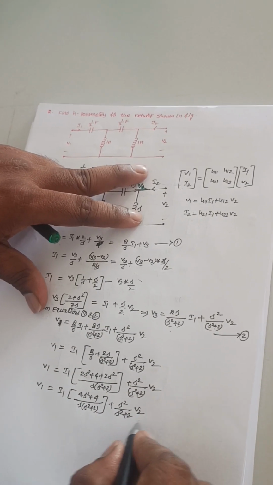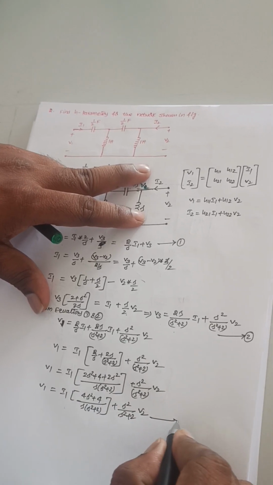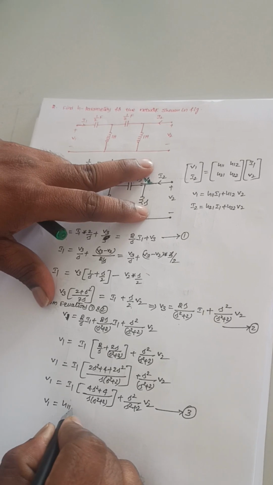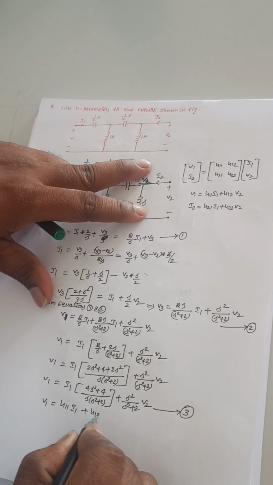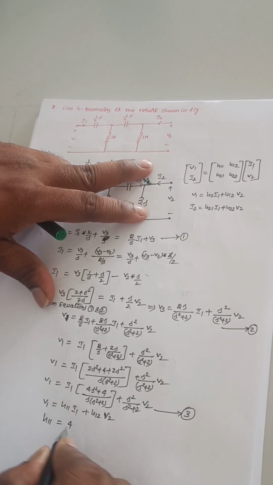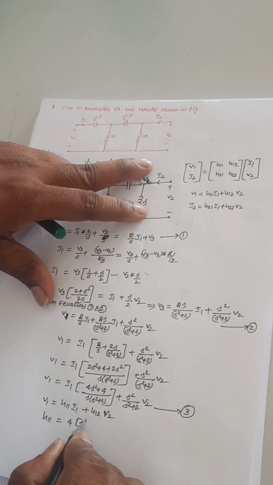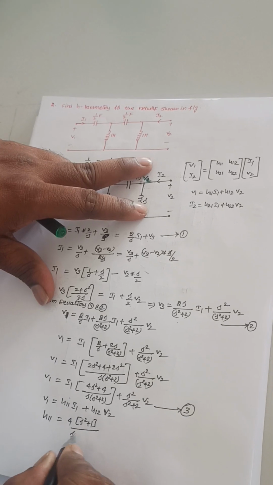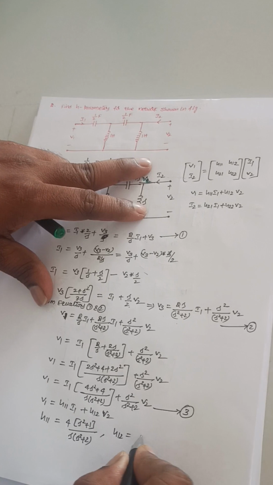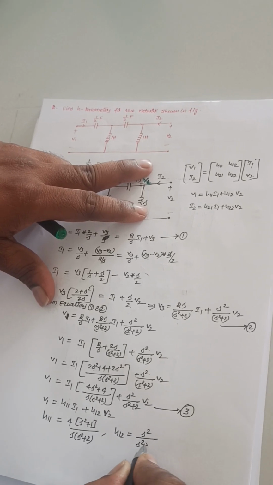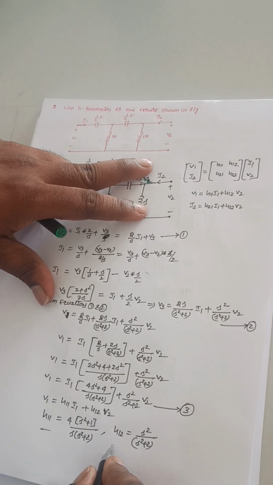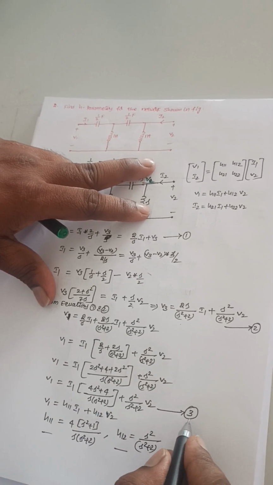So let us consider this equation as number 3. If I compare this equation with V1 equals H11 I1 plus H12 into V2, the value of H11 is equal to 4 into, if I take 4 as common, S square plus 1 divided by S into S square plus 2. Now H12 is equal to S square divided by S square plus 2. So I found the values of H11 and H12 from equation number 3.